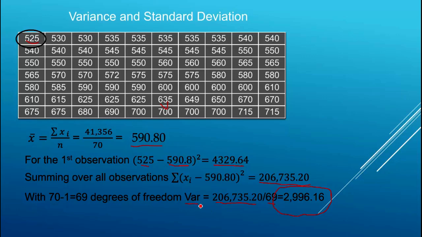This is the variance. It's not measured in the same units that my variable rent is measured in. It's really measured in dollars squared. In order to get a measure of variation that's in dollars, the same units that rent is measured in, we take the square root. The square root of $2,996.16 is $54.74. That is measured in dollars. And that is the standard deviation in this data set.